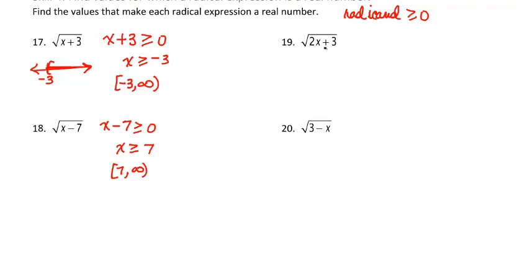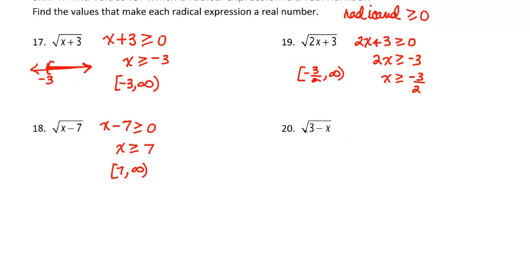For the square root of 2x plus 3, we set 2x plus 3 greater than or equal to 0. So 2x is greater than or equal to negative 3. That leaves x is greater than or equal to negative 3 halves. So as an interval, that would be from negative 3 halves to infinity.